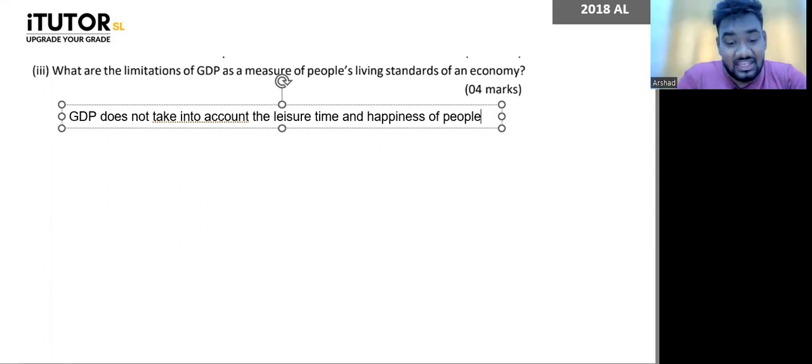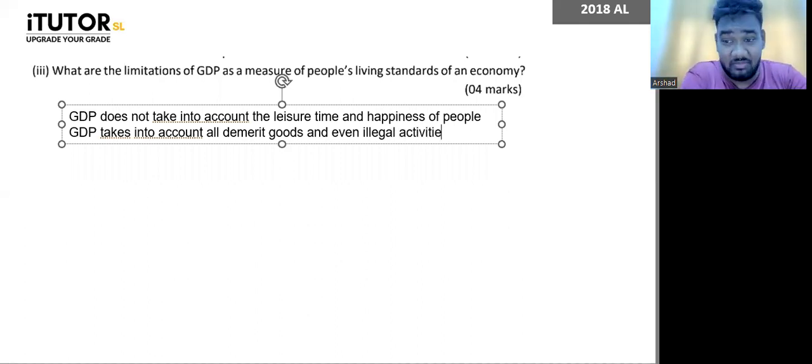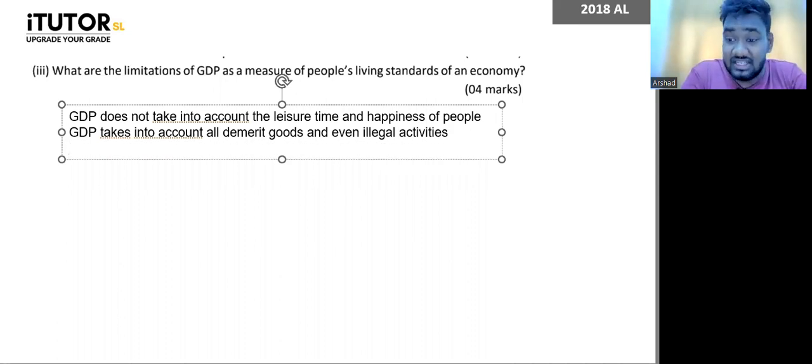Then you can also say GDP takes into account all, let's say, demerit goods and even illegal activities. For example, inside your GDP there can be illegal activities, the sales of cigarettes, sales of alcohol, all of that is there, so that is increasing your GDP. Just because of that, can you say your living standard is good? No, right?